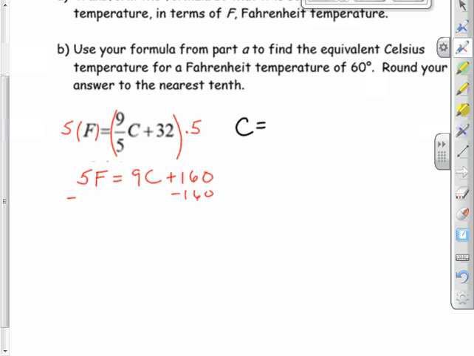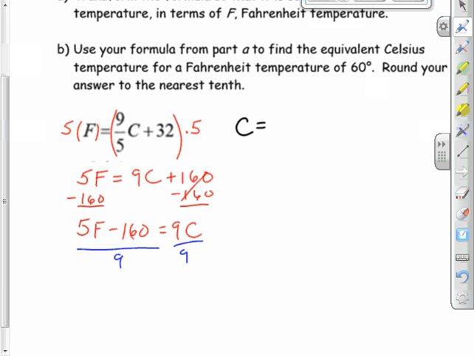Continue by subtracting 160 from both sides. Try and avoid the temptation to try and combine these. These are unlike terms. So this would be 5f minus 160 is equal to 9c. And then we'll finish by dividing by 9. So that would leave us with 5f minus 160 divided by 9 is equal to c. So this would be one possible answer for part A.